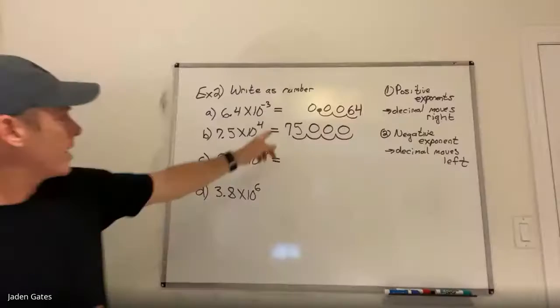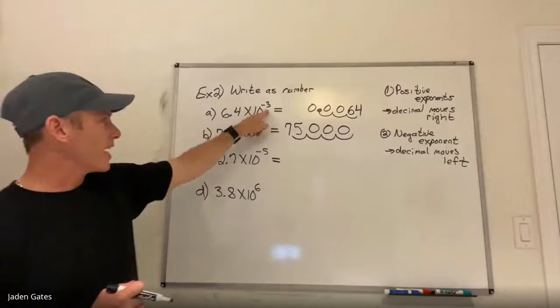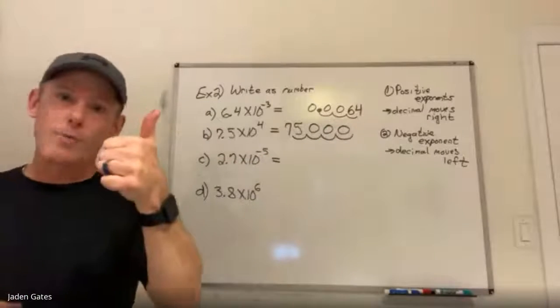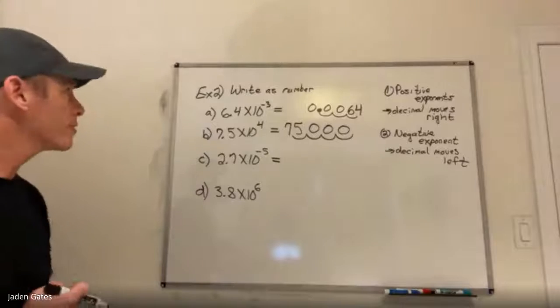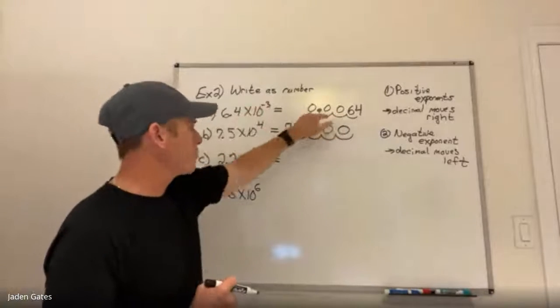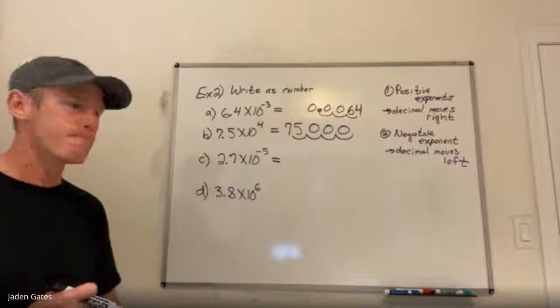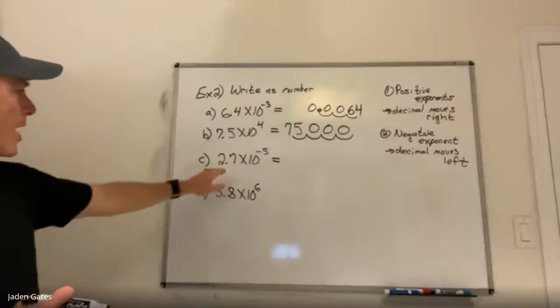Just like in the first one here, when I had a negative 3, I had to jump past the 6. That's one move, and then the other 2 moves gave me zeros. So even though it was 3, there was 2 zeros, because really the one in front of your decimal doesn't count, right? All right, so same idea here in C.